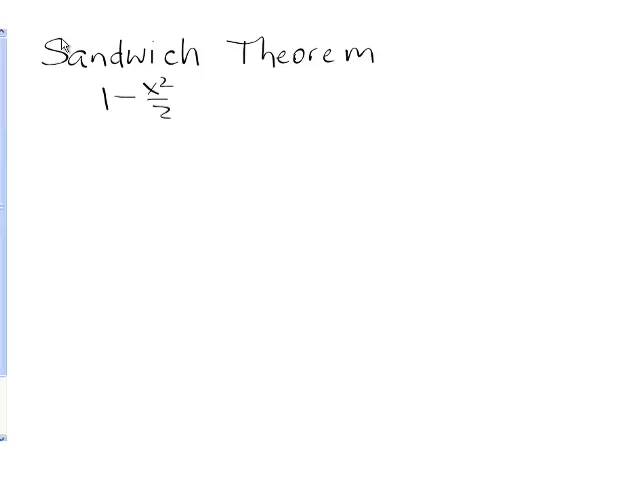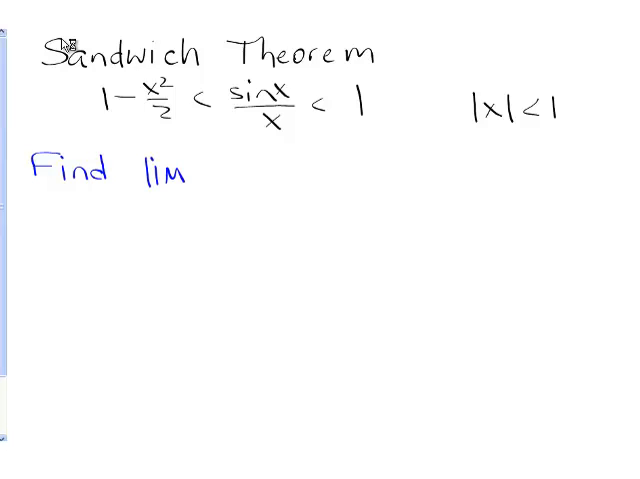Number 9, this is a sandwich theorem. And they're telling us on this one that this is a true statement. They're telling us this is true, as long as x is less than 1. All right? So no problem. And then they ask us to find the limit as x approaches 0 of sine x over x.